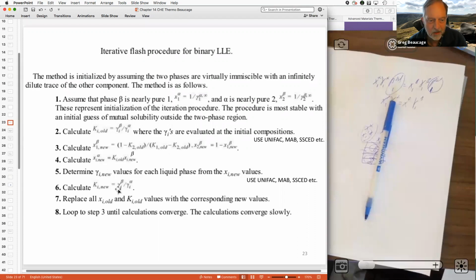And if you have the gammas, you can get the new k's. If you have the k's, you can redo this number 3 to get the x's. Once you have the x's, you can plug them into UNIFAC to get gamma. Once you have the gamma, you get the k. You just repeat that until it doesn't change anymore. It's complicated. It gets to be like a brain twister operation, but basically it can be done.